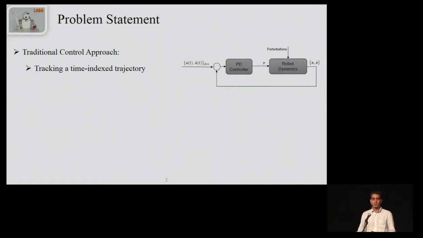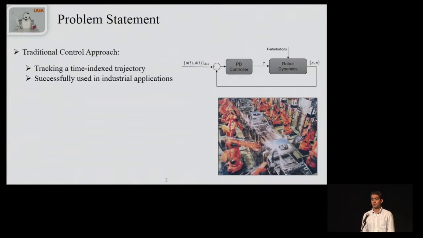Before presenting our approach, let's have a look at one of the most widely used control techniques. In this approach, there is a time index reference trajectory which is generated offline, and then we have a PD controller that tries to follow this reference trajectory as closely as possible. We have seen successful implementation of this control approach in many industrial applications.